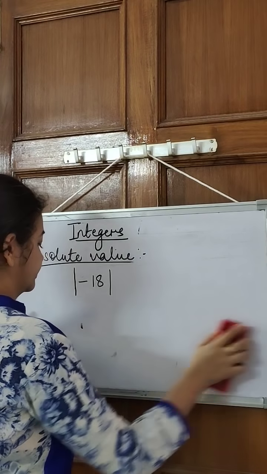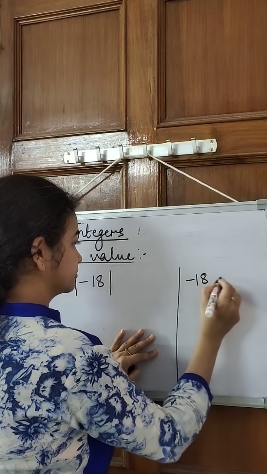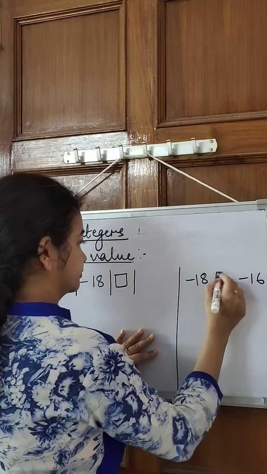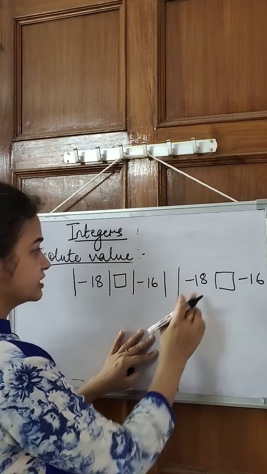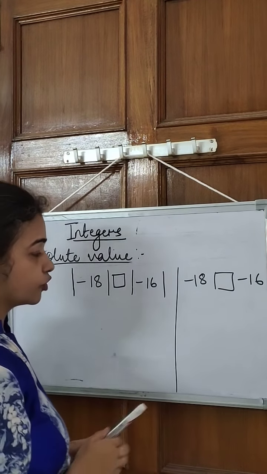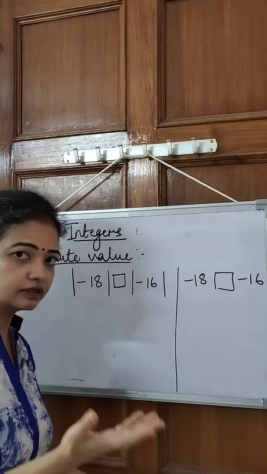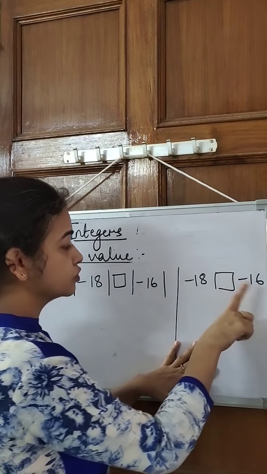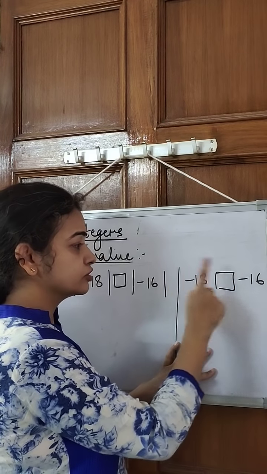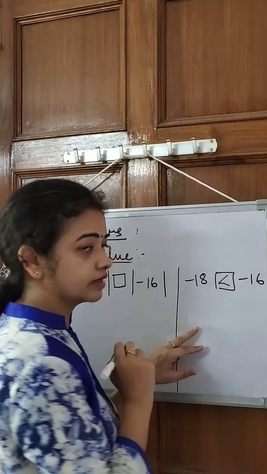Now let's take two different cases. If I take only the numbers, minus 18 and minus 16, and I ask you which number is greater, what will you say? This is a negative sign, so the smaller number becomes the bigger number and the bigger number becomes the smaller number. If we see only the number, then 16 is smaller, but since it is negative, the smaller number becomes the bigger number. So the number that is greater here is minus 16.